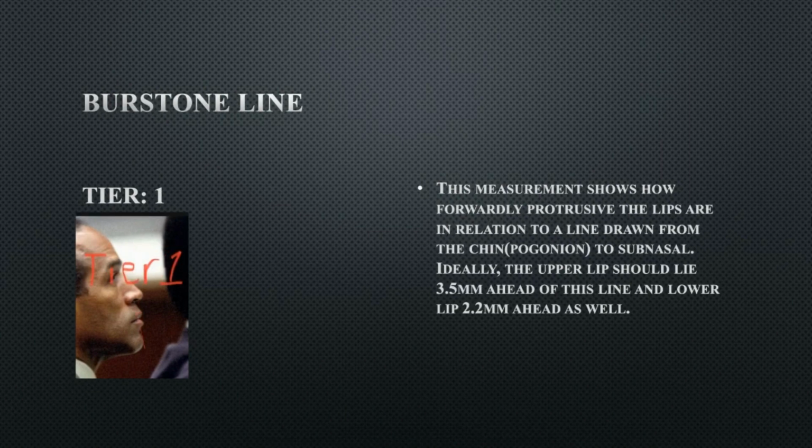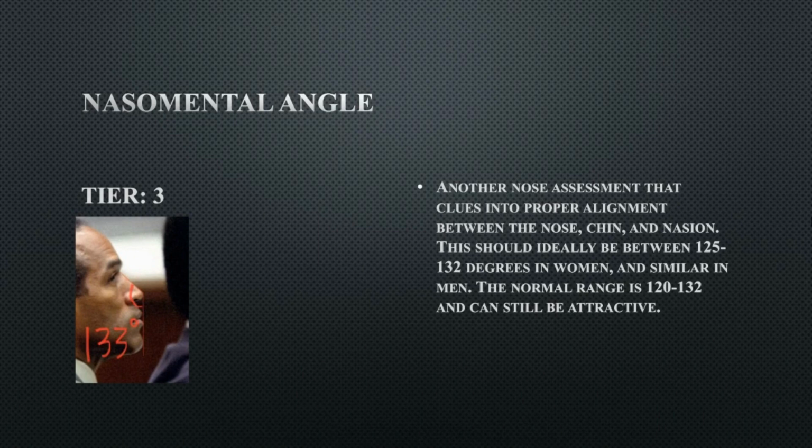The Burstone line goes from the subnasale down to the chin, and preferably this is good. The upper lip is supposed to be 3.5 millimeters past the line, and the lower lip is supposed to be 2.2 millimeters ahead of the line as well, and as you can see, this does that. The nasomental angle is within the normal range, but it's a little bit too wide, but it's very, very close to the ideal range, so this is technically not too bad. It's not really a flaw.